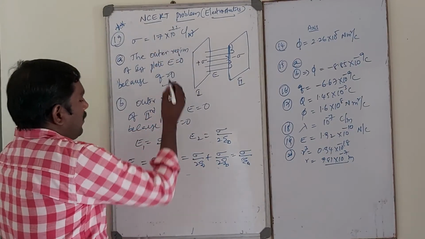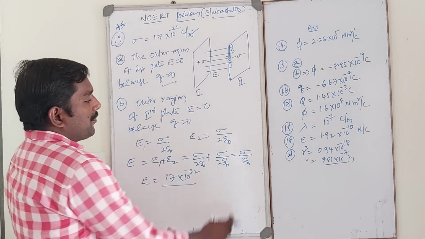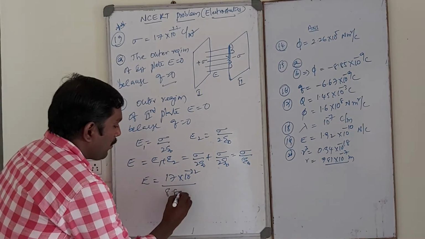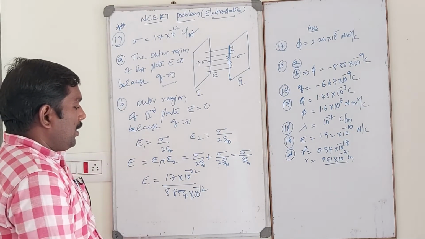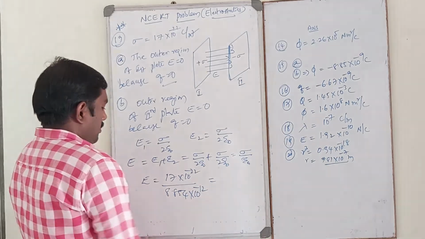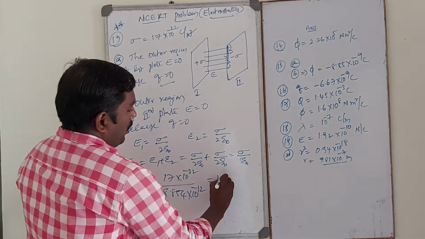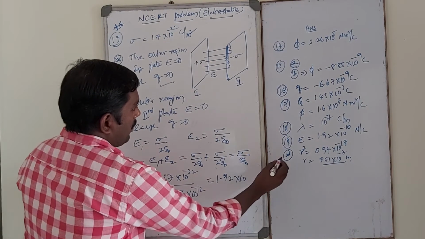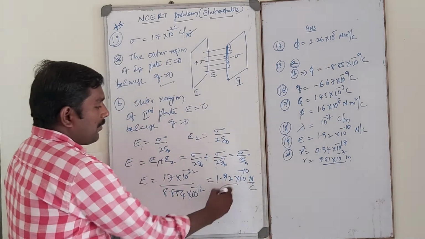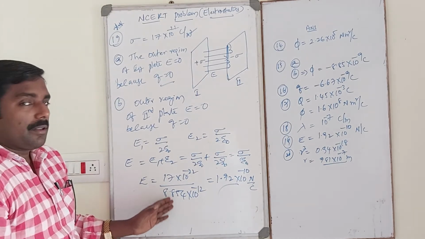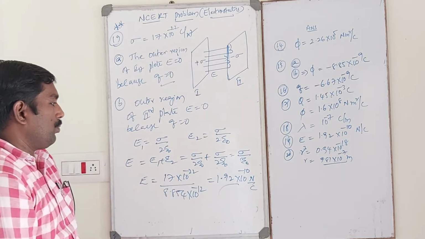What is the value of sigma? Already given, 17 into 10 to the power of minus 22, divided by epsilon naught. What is the value of epsilon naught? It is the constant value 8.854 into 10 power minus 12. Then by using a calculator, simply solve it. So E is equal to what? This is problem number 19. So 1.92 into 10 to the power of minus 10 Newton per Coulomb. This is the final answer.